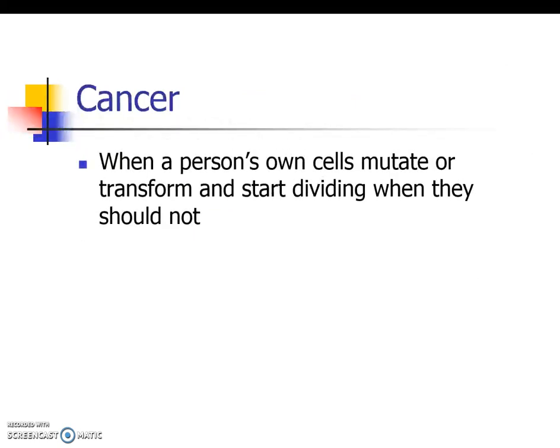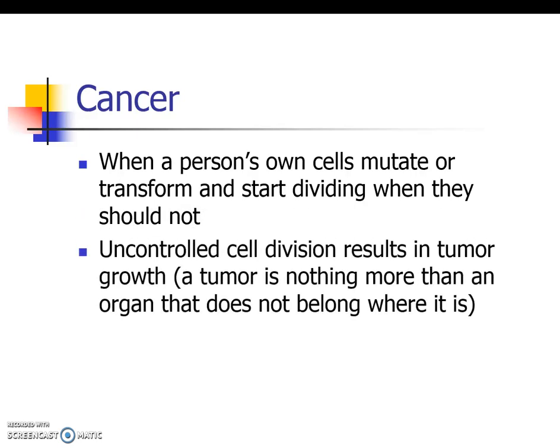So we've talked briefly about cancer before. Cancer is when a person's own cells mutate or transform and start dividing when they should not. So essentially, a tumor is an organ that is there but shouldn't be there. When a tumor develops, it's going to take nutrients, oxygen, everything away from the surrounding area, and that's why it does so much harm.